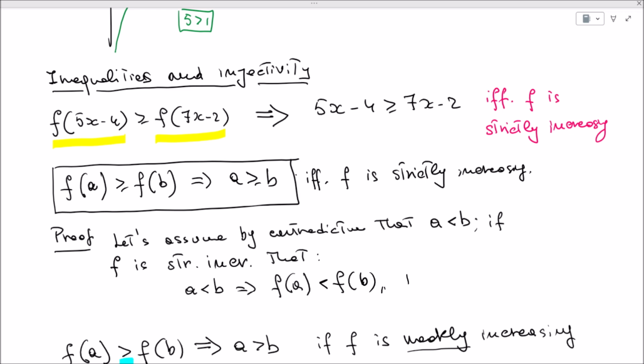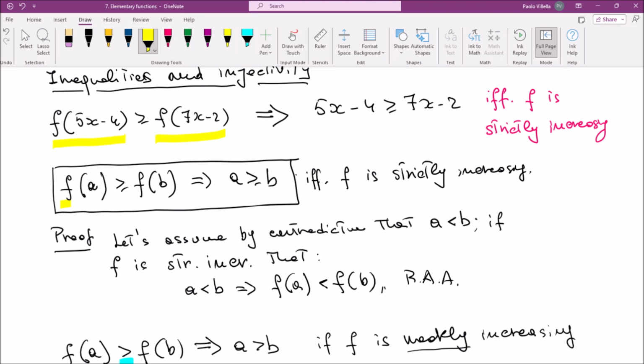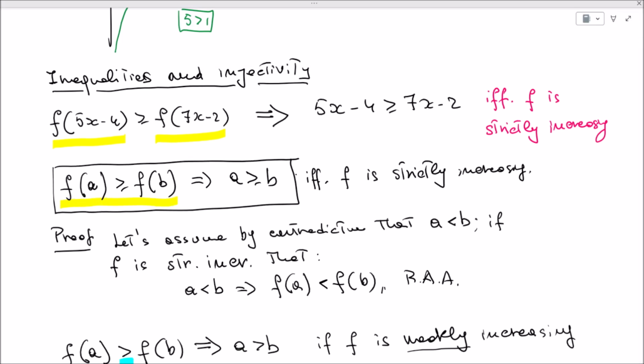But this is clearly a reductio ad absurdum, in the sense that we have assumed right at the start that f of a is larger than or equal to f of b. And now, by contradicting the fact that a is larger than or equal to b, we came up with the conclusion that f of a is less than f of b. So this is not possible. Cannot be the case. So the only possibility is that a is larger than or equal to b. In a similar fashion, you can prove the other inequality with only the strict inequality.